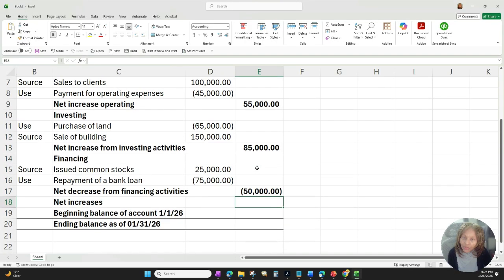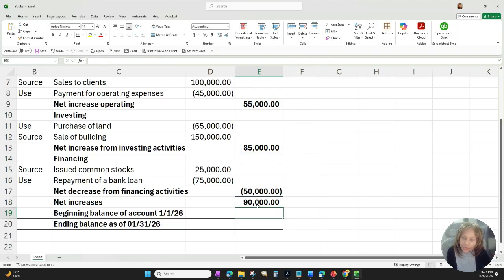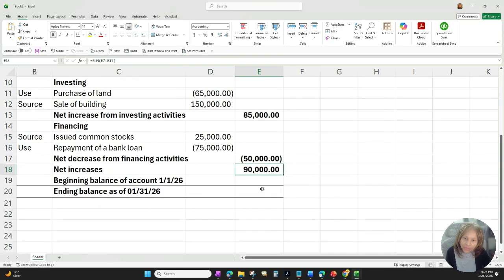So we are going to now total the three net increases and decreases and see what we come up to. So total here. Our net increase is $90,000. However, we're not done here. We still have to add the beginning balance.